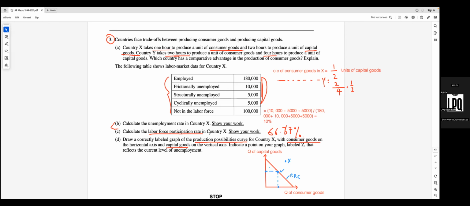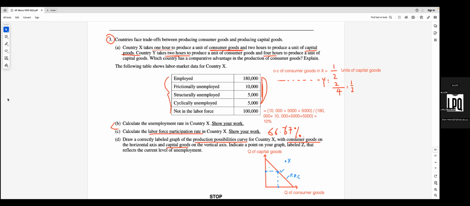But what is the case for this country? The calculation we did for B and C, especially for B, indicates that the country didn't utilize all their human resources, right? Because the unemployment rate is quite high. It's 10%, a pretty high unemployment rate. So that means you don't utilize all the human resources that you have.